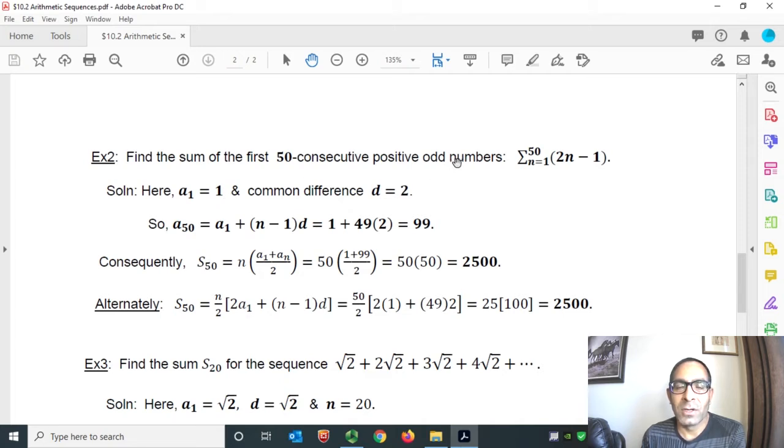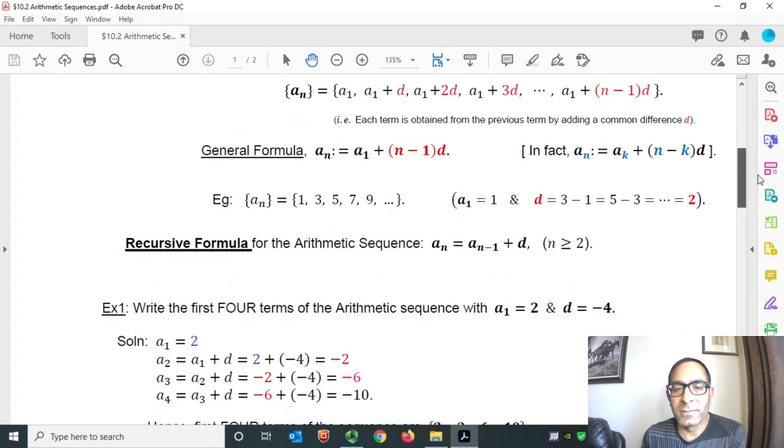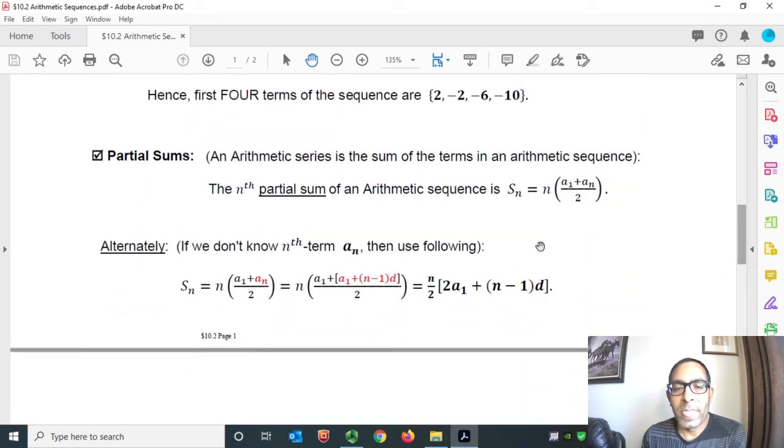For example, odd numbers are 1, 3, 5, 7, 9, 11, 13, and so on. So the common difference is 2. Now we have the first term, we have the common difference. Now let me show you the formula. Now we need the nth term. So according to this formula, to find the nth partial sum, we do need the first term, we have it. We know how many terms, n is 50. Now we need to know the 50th term, a50, then we can use this formula.